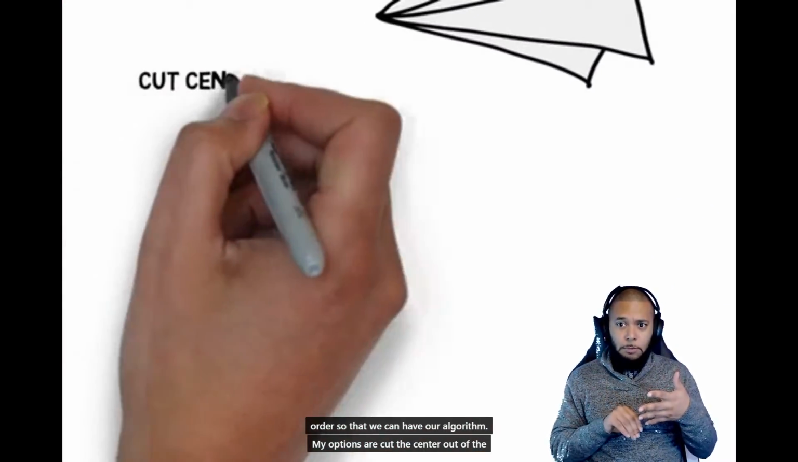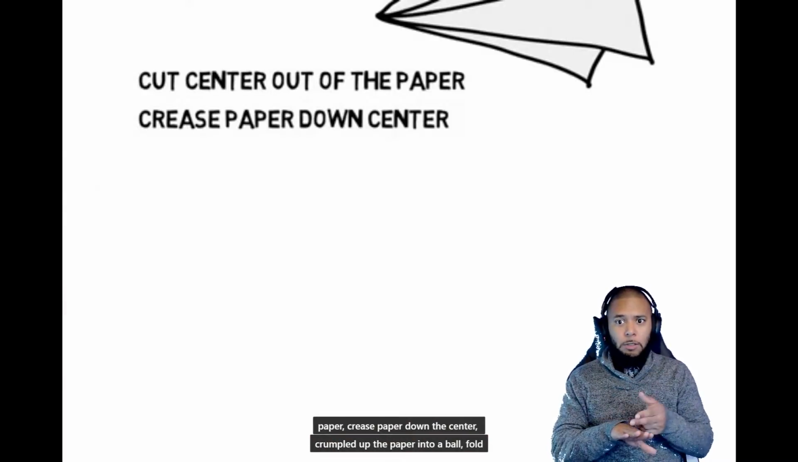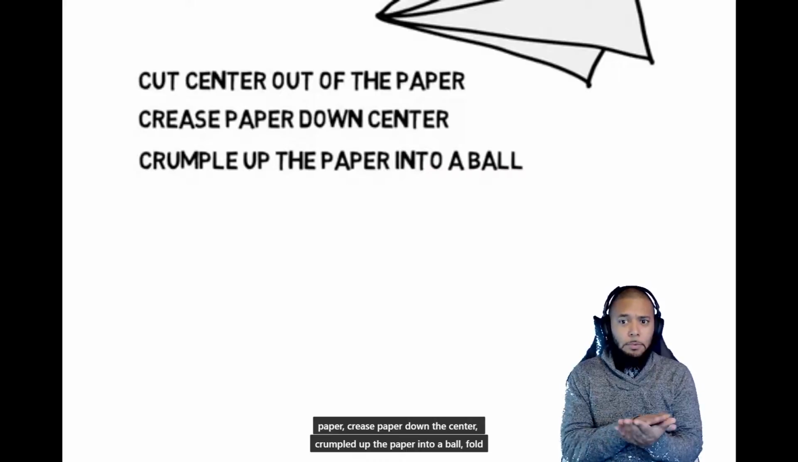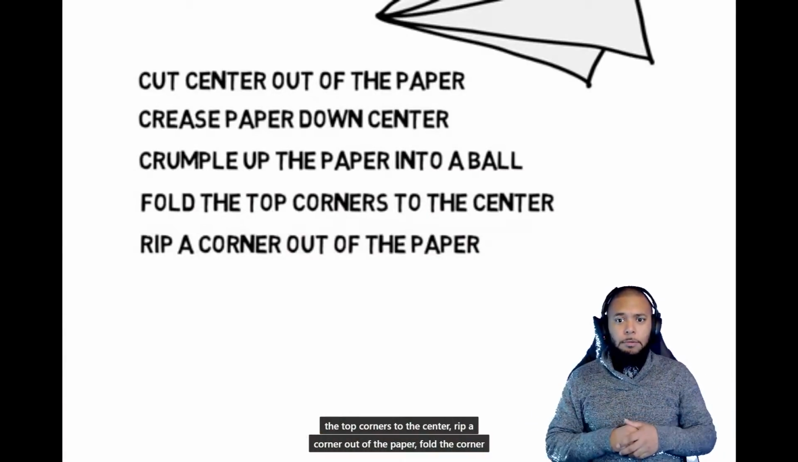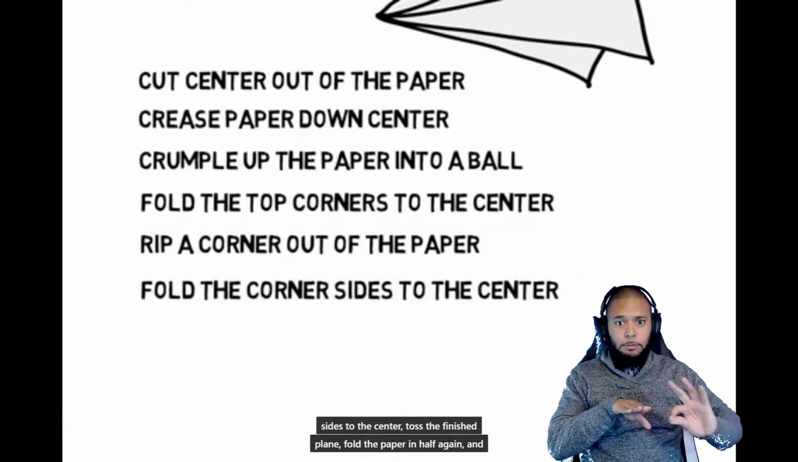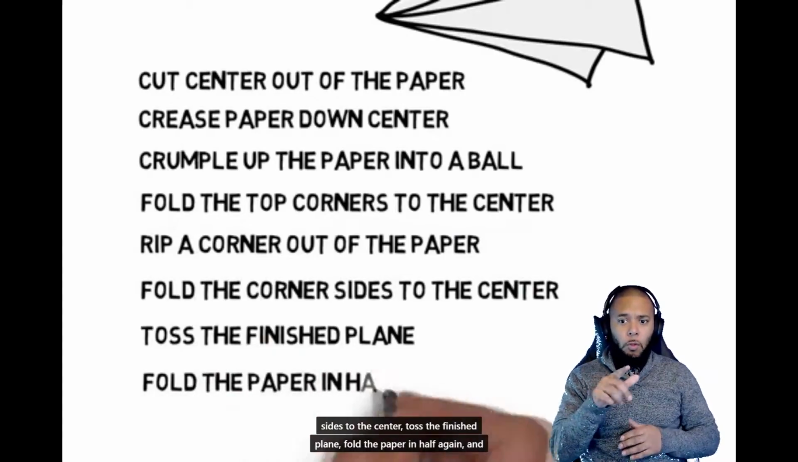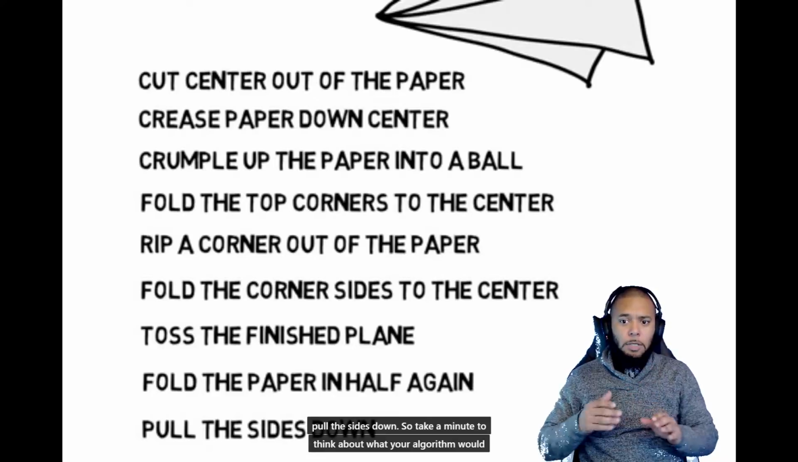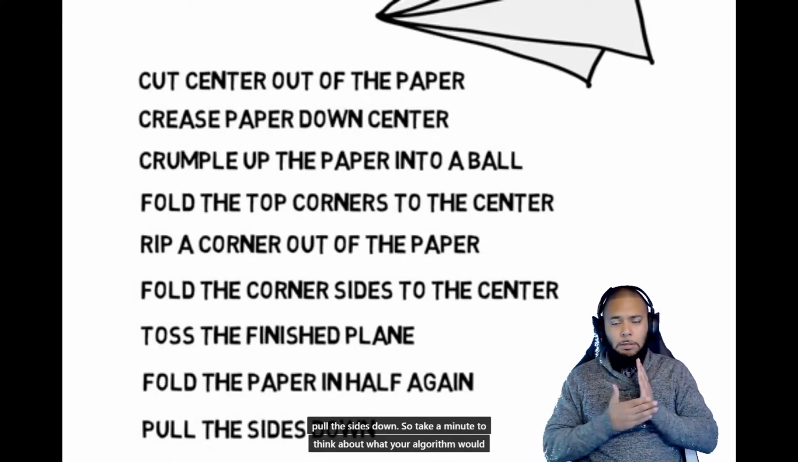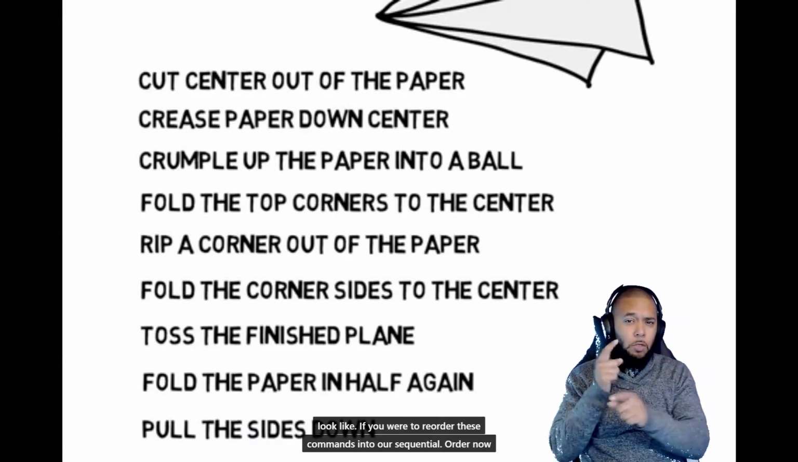My options are cut the center out of the paper, crease paper down the center, crumple up the paper into a ball, fold the top corners to the center, rip a corner out of the paper, fold the corner sides to the center, toss the finished plane, fold the paper in half again, and pull the sides down. So take a minute to think about what your algorithm would look like if you were to reorder these commands into our sequential order.